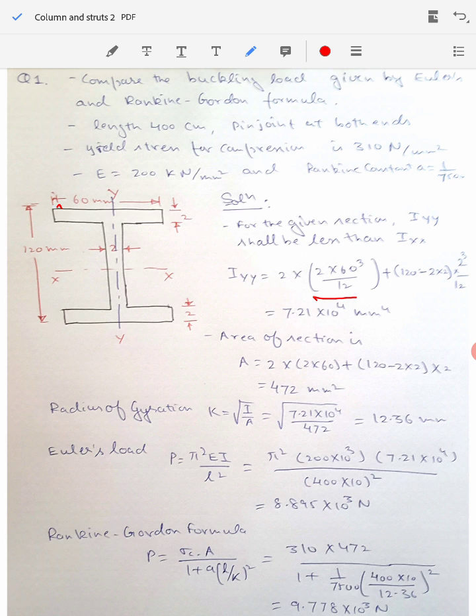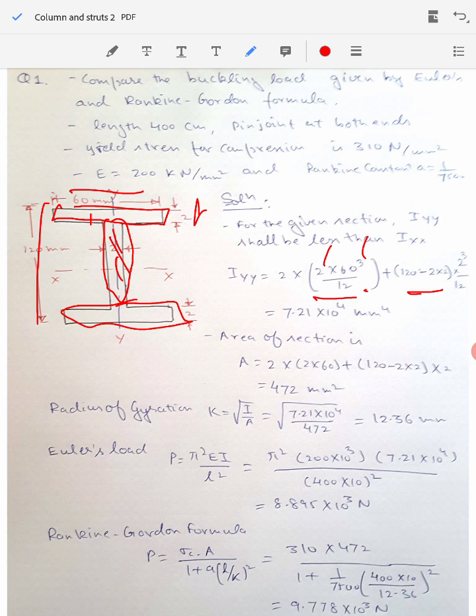So as you have these two sections here, both are rectangular sections, so you apply the formula for the y axis: 2 times the section with width 2 and depth 60, so BD cube divided by 12, twice of that, which covers these two areas. Then what remains is this area, and this is 120. The length of this section will be 120 as the total length, and you subtract from it 2 into 2, so 120 minus 4 is the width of this section, and the depth of the section is only 2.